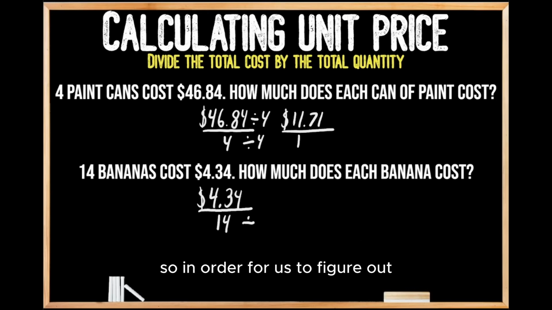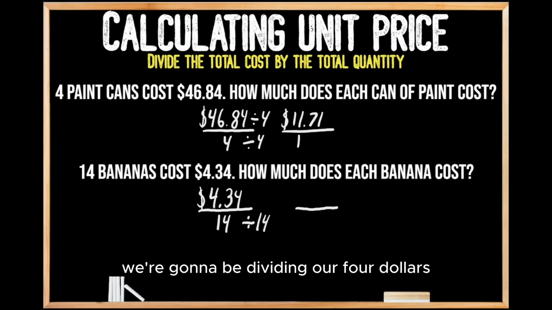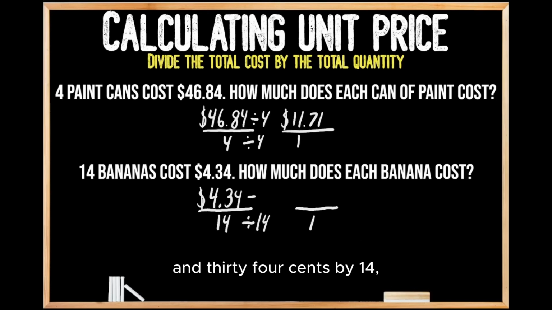So in order for us to figure out the cost of one individual banana, we're going to be dividing our $4.34 by 14. And when we divide $4.34 by 14 into a calculator, we get the answer of 31 cents. So each banana cost us 31 cents.